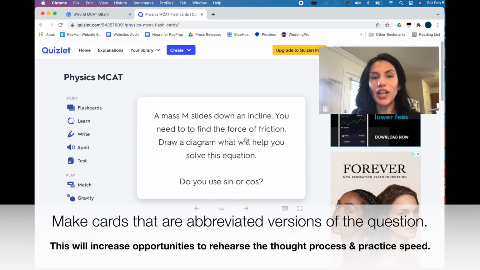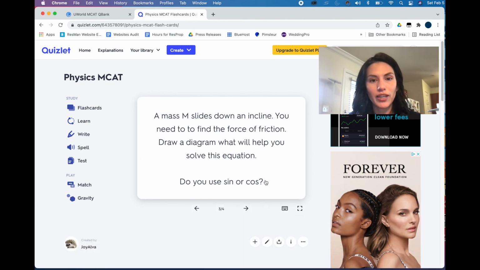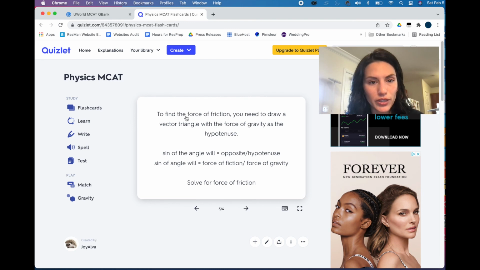And so this flashcard basically says, this is what the question's asking you. Do you use sine or cosine? In answering this flashcard, I would have to remember SOHCAHTOA and then apply it to this question. And so the answer is to find the force of friction.